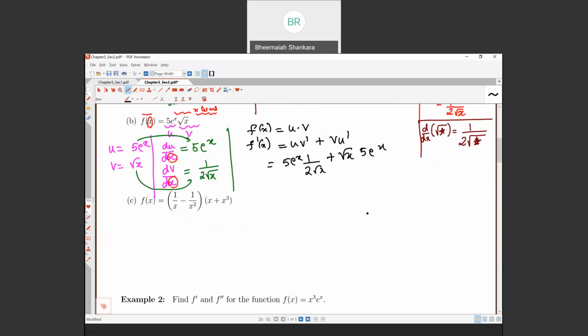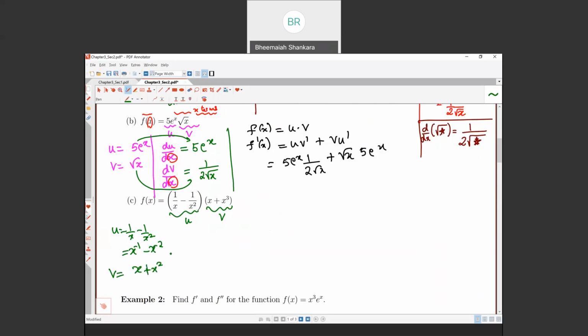In the next problem, you have a product of two functions. So you will decide the part of the function which is u and the second part of the function which is v. So you write u is 1 over x minus 1 over x squared. You are good to rewrite this as x to the negative 1 minus x to the negative 2 because it's easy to differentiate if you write in the negative exponent form. V is the function x plus x squared.